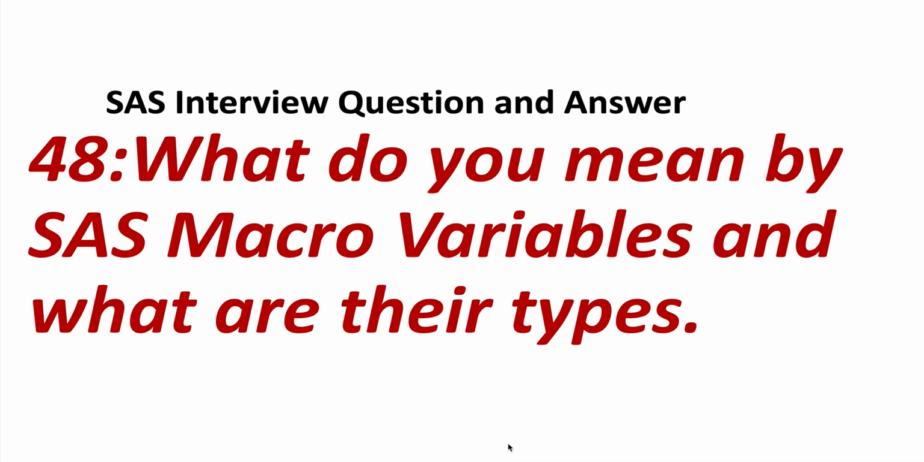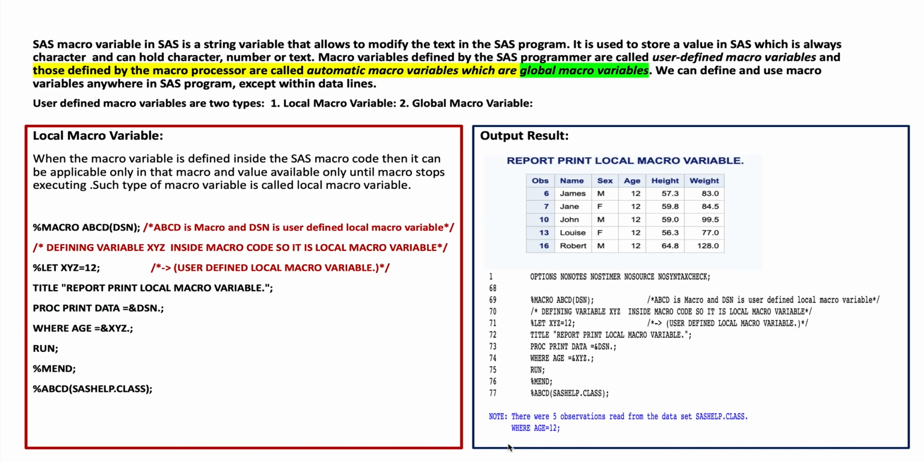SAS interview question and answer, question number 48. What do you mean by SAS macro variables and what are their types? This question is asking about the definition of the SAS macro variable and its types. A SAS macro variable is a string variable that allows us to modify text in the SAS program. It is used to store a value in SAS which is always character and can hold a character, number, or text.